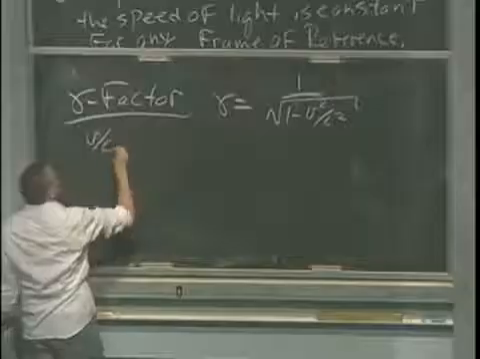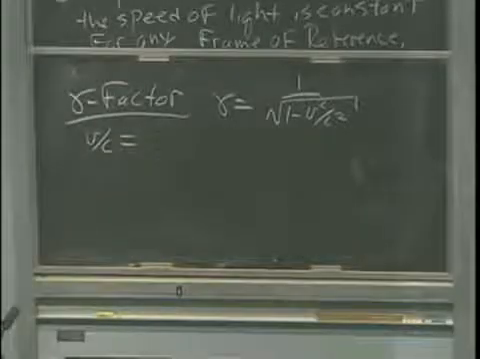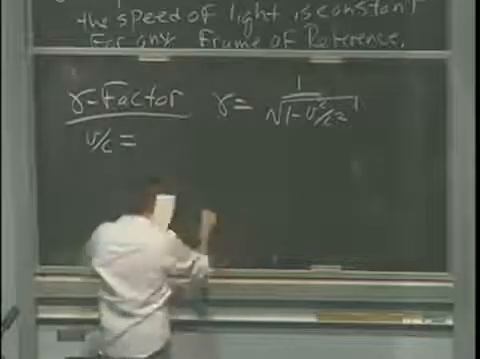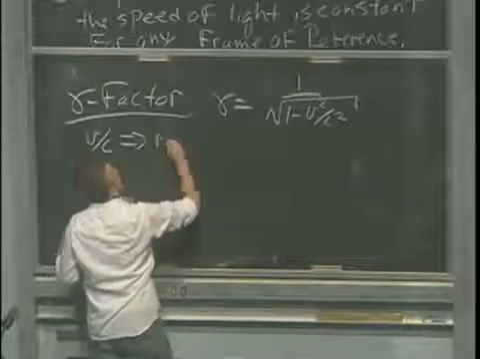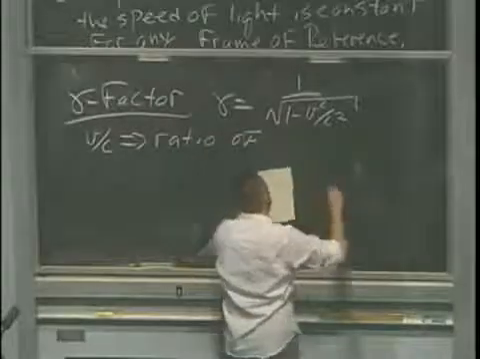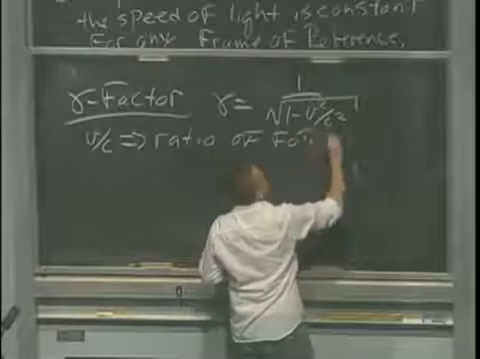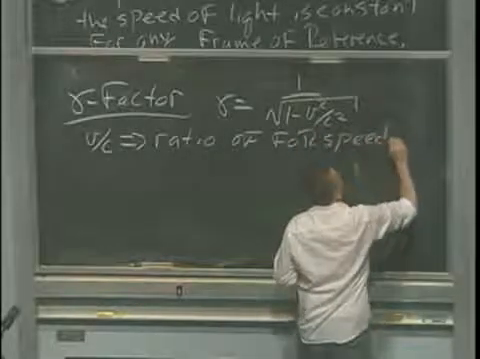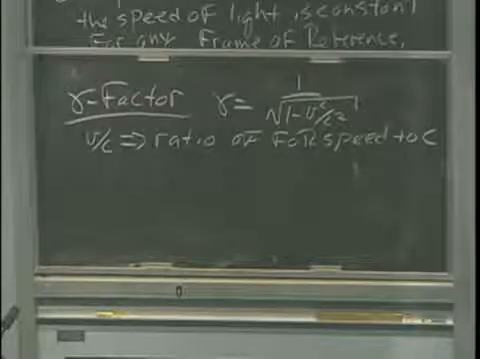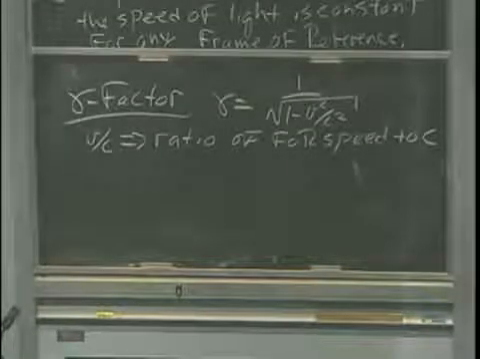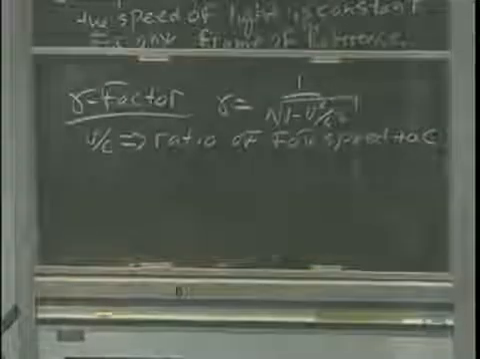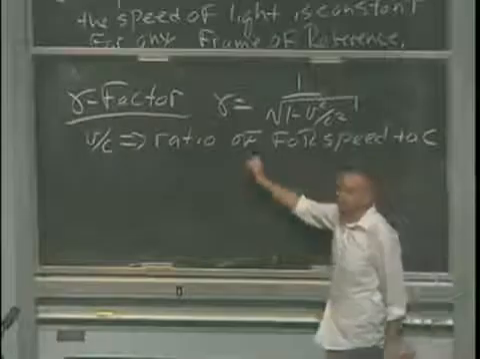So v over c, the speed of the train in this case, divided by the speed of light, that's really just the ratio of the frame of reference to c. So we've been talking about the train, but now you can imagine that this might be a rocket, it might be a car, it might be a planet, it might be any frame of reference that's moving with some speed v relative to your frame of reference.